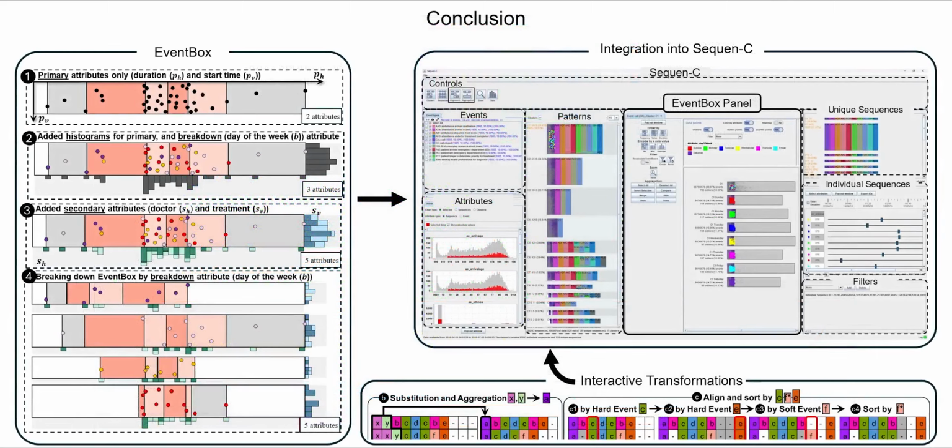We propose EventBox, a novel data representation and visual encoding of groups of events. EventBox allows users to explore individual events and sequential patterns alongside their temporal and multivariate attributes. We have integrated EventBox into Sequence C, a visual analytics system for the analysis of event sequences to support decision-making. We have extended Sequence C with interactive selection features and transformations to manipulate sequences and events that facilitate the creation of event boxes.